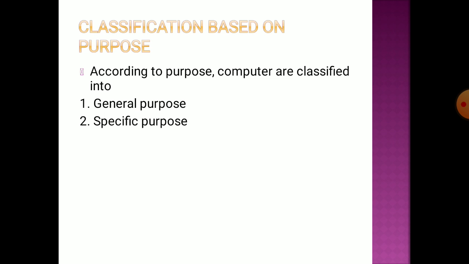General purpose means it can generally be used for all purposes. Specific purpose means it is used only in that field. Like that we can define those. Done? So we'll study each in detail.